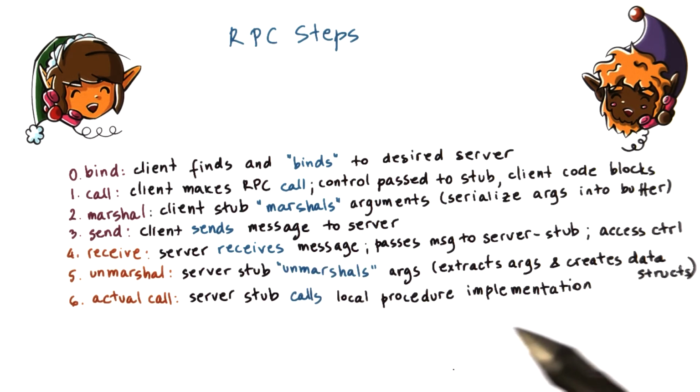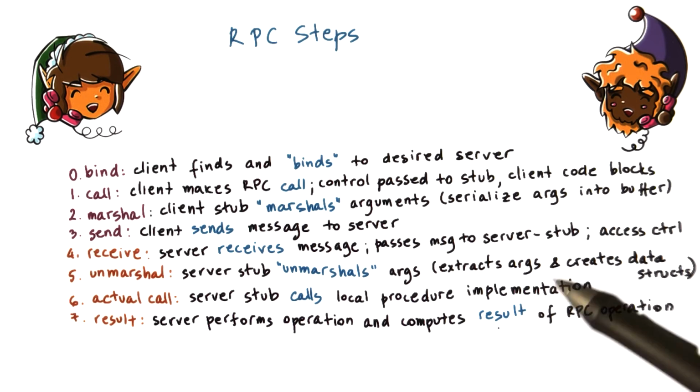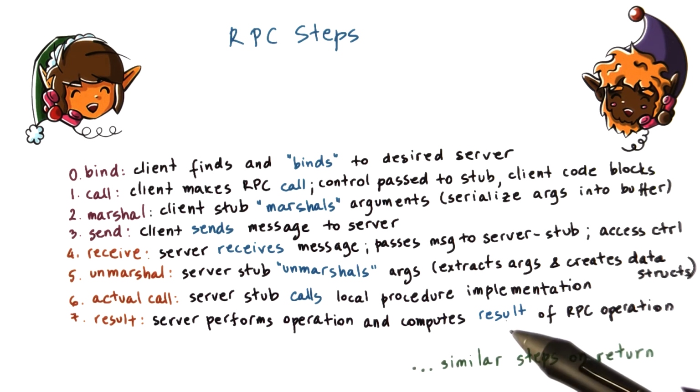Once the arguments are allocated and set to the appropriate values, the actual procedure call can be made. This calls the implementation of the procedure that's part of the server process. The server will compute the result of the operation, or potentially it will conclude that there is some kind of error message that needs to be returned. The result will be passed to the server-side stub, and it will follow a similar reverse path in order to be returned back to the client.